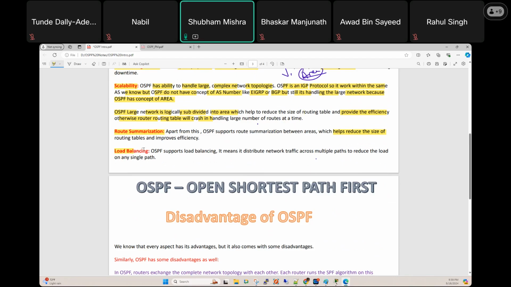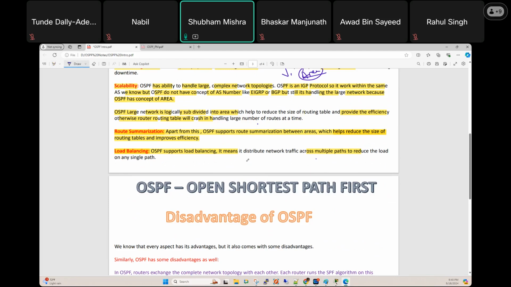Okay. Load balancing. Yes, OSPF supports load balancing also. Load balancing means what, guys? It distributes the traffic across multiple paths. Understand, everyone? It distributes the traffic between the multiple paths.